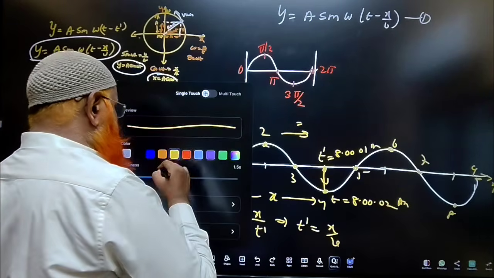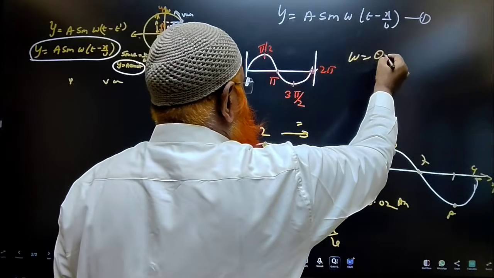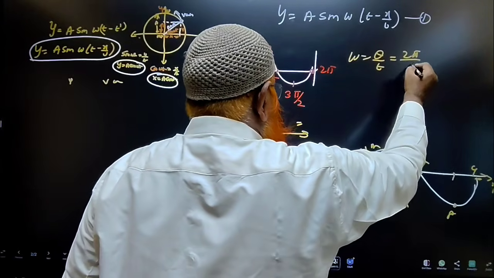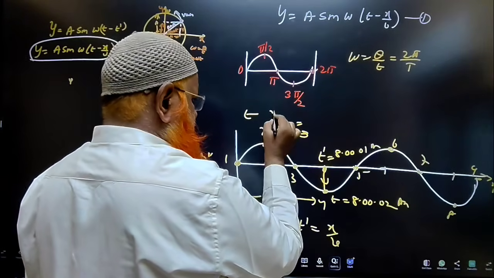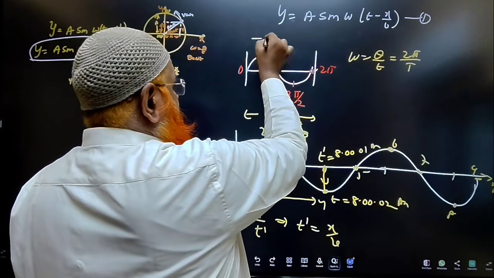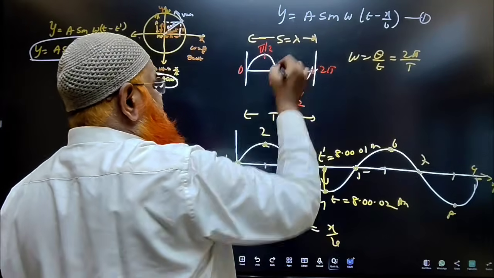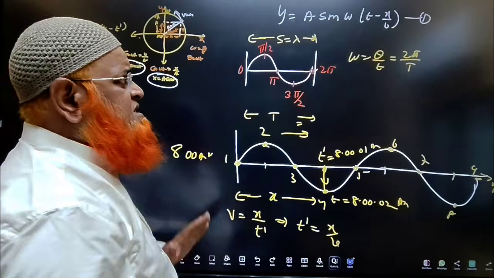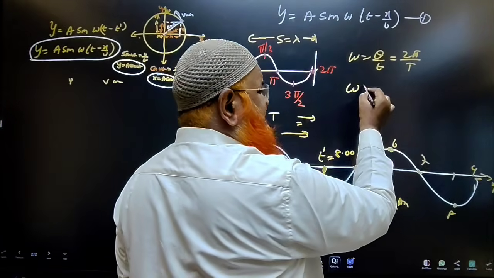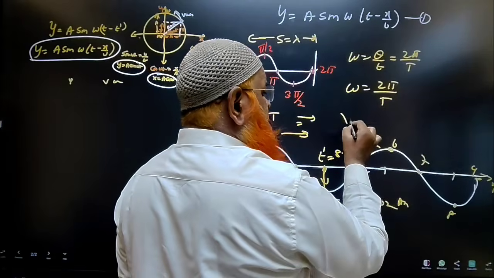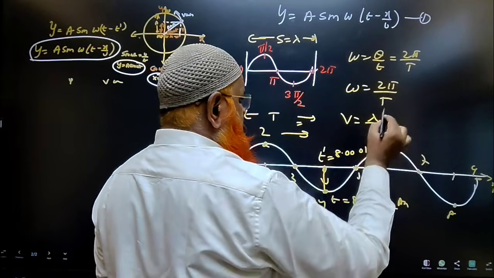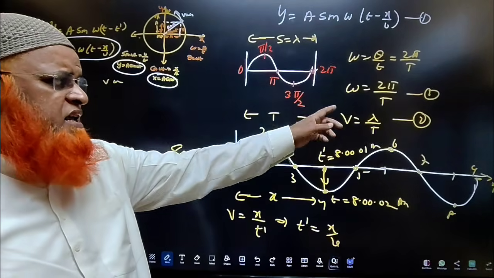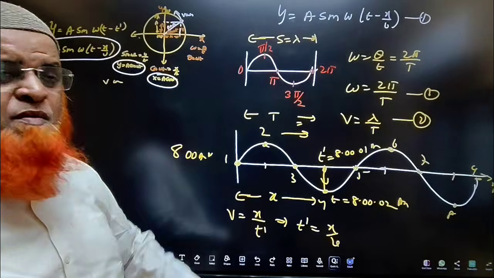So what is the formula for angular velocity? Angular velocity is angular displacement over time. For one wave, angular displacement is 2π and the time period is T. From here to here, the time period is T. And what is the distance traveled? Distance traveled, the displacement, is taken as the wavelength. So this is a single wave whose wavelength is λ. So the first formula is angular velocity ω = 2π/T, and the next formula is velocity equal to displacement by time. These are very important formulas. Just remember this one. So ω means 2π/T, and velocity means displacement by time, which is λ/T.